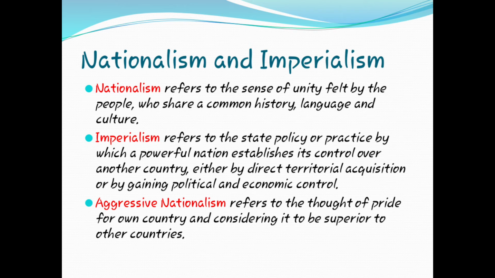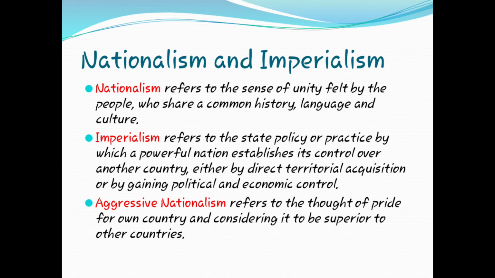In the later half of the 19th century, this feeling of unity turned into extreme pride. Now, this made the people of many countries believe that their country is superior to the other countries. And this particular belief, when it goes extreme, we call it aggression. Therefore, this is called aggressive nationalism. And this was the situation at that time in Europe.